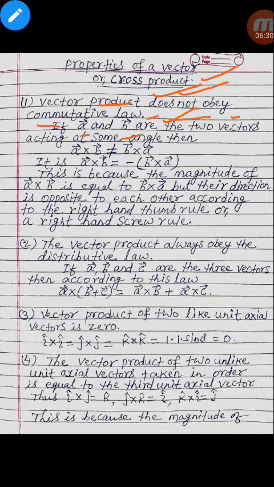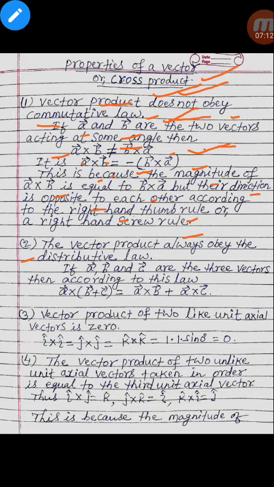If A vector and B vector are the two vectors acting at some angle, then A cross B is not equal to B cross A. It is A cross B equal to minus B cross A. This is because the magnitude of A cross B is equal to that of B cross A, but their direction is opposite to each other according to the right hand thumb rule or right hand screw rule. The direction of A cross B will be just opposite to the direction of B cross A.